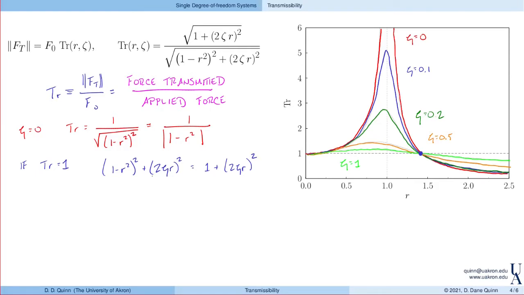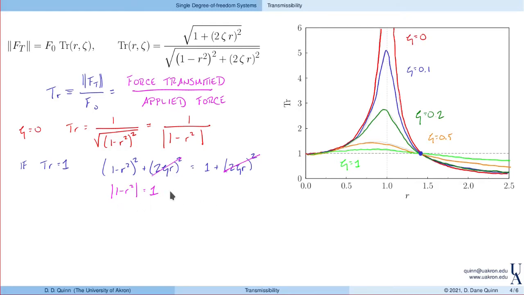Notice that these terms drop out. So the solution to this doesn't depend on zeta at all. Again, all of these curves will pass through this point regardless of the value of zeta. So what is the solution to this? Well, essentially, what we find is the absolute value of 1 minus r squared has to be equal to 1.